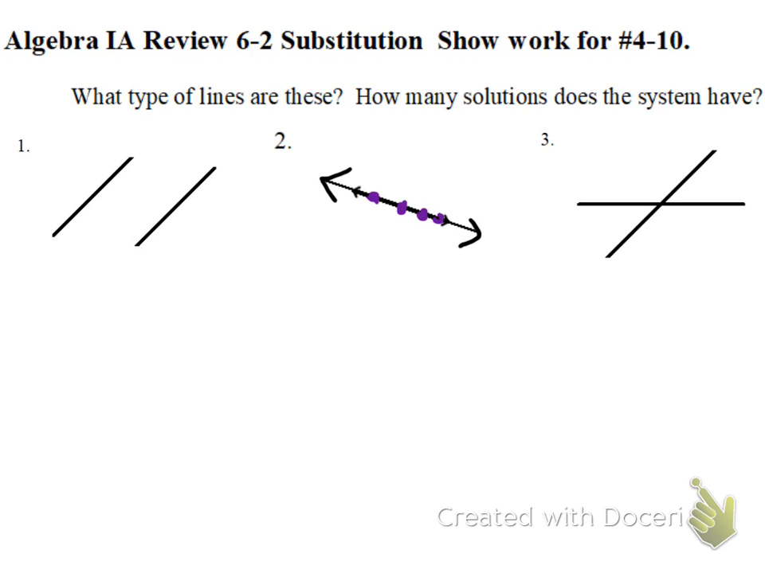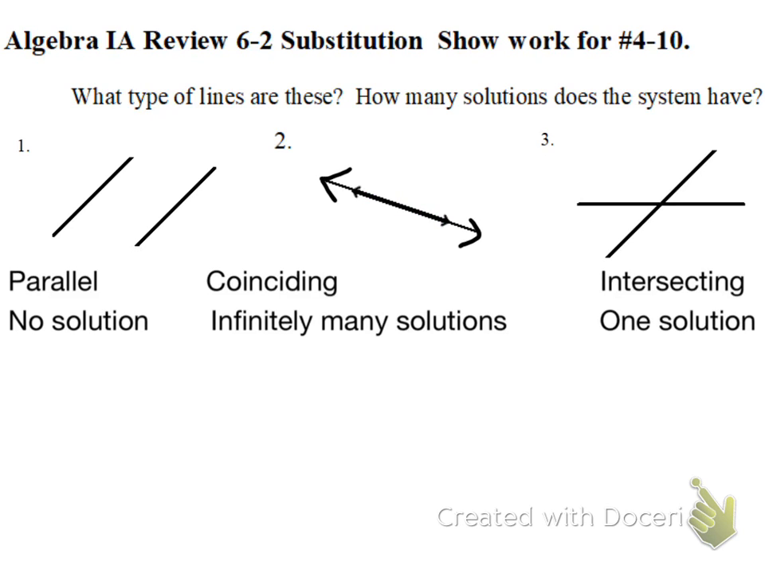And then third, intersecting lines have one solution. So this is the setup we need to remember even when we're solving by substitution. So we're solving by a different method than graphing, but we still have these 3 possibilities.